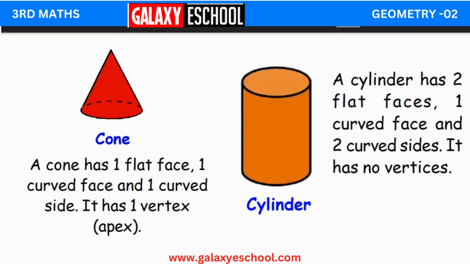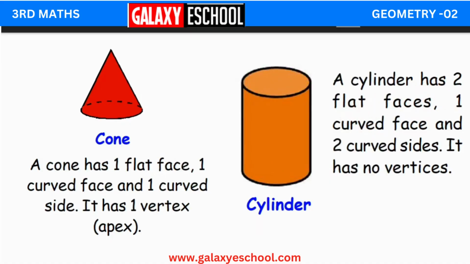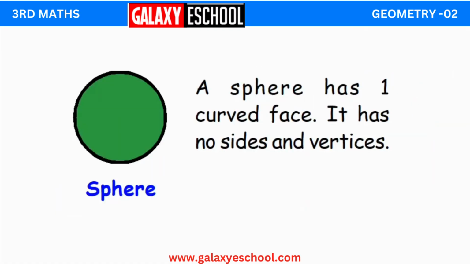So what can we say about our cylinder? A cylinder has two flat faces. What are they? One, and the other at the bottom. Next, it has one curved surface, that is this, and it has two curved sides, 1 and 2. And coming to vertex, it has no vertices. This is about the different sides, faces, and vertices of the solid shapes.